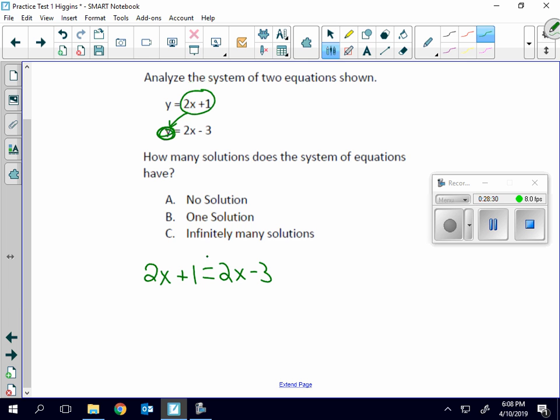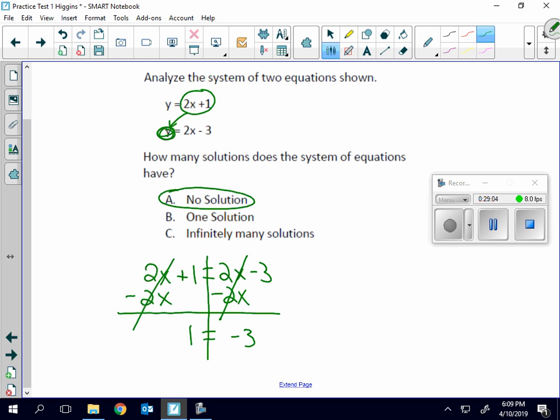All right, when I go to solve this, if I go to subtract 2x here to move it, well, it's not only going to cancel it on one side, it's going to also cancel it on the other side. What happens when the x's are gone? Well, you have to look and see what's left. What's left here? I have 1 over here and a negative 3 on this side. And does 1 ever equal negative 3? Nope. There's no number I could plug in there to make 1 equal negative 3. So there is no solution in this case.